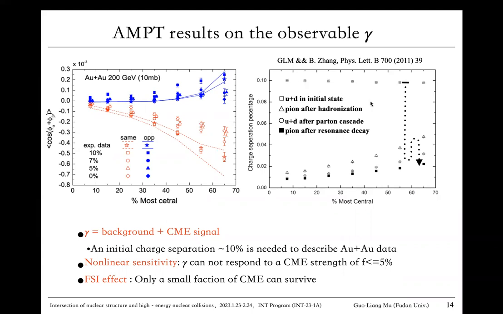Why? Please see the right figure. Initially, we have a 10% charge separation signal. After the parton cascade, it goes to this one. This is the percentage as a function of centrality. We can see it is largely reduced. The hadronization increases it a little, but the hadron rescattering and resonance decay decrease it again. So from the initial 10% input, finally we can only get about 1 to 2% at the end.